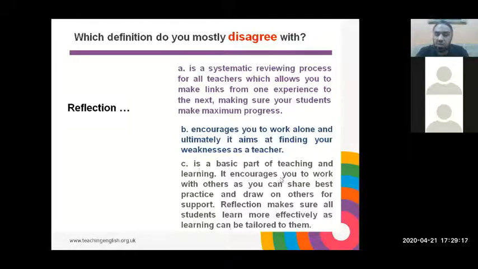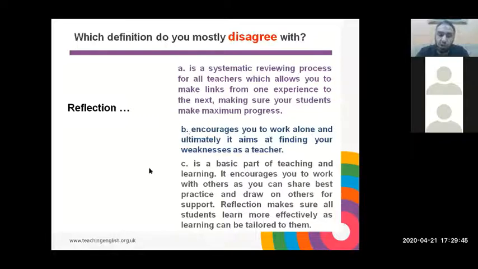The third one: is a basic part of teaching and learning. It encourages you to work with others as you can share best practices and draw on others for support. Makes sure all the students learn more effectively as learning can be tailored and delivered to them.